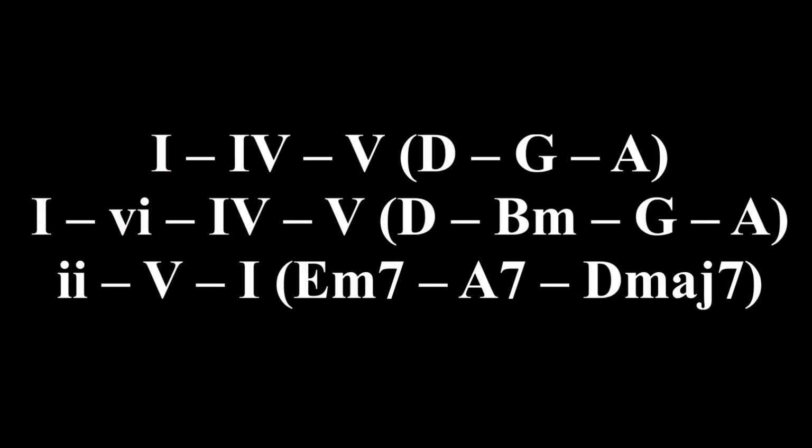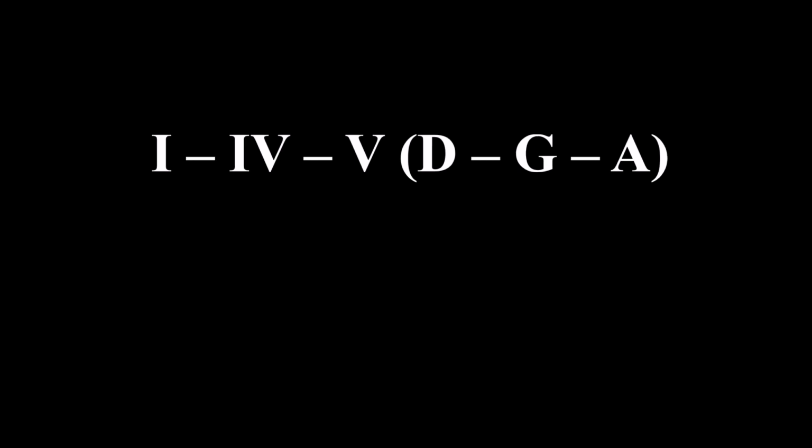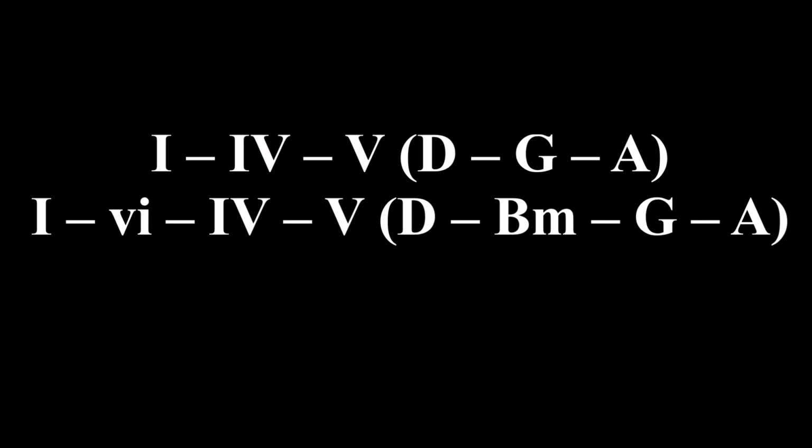Common chord progressions in the key of D major. Here are some common chord progressions that you can form with some of these chords. 1, 4, 5. The chords are D major, G major, A major. 1, 6, 4, 5. The chords are D major, B minor, G major, A major.